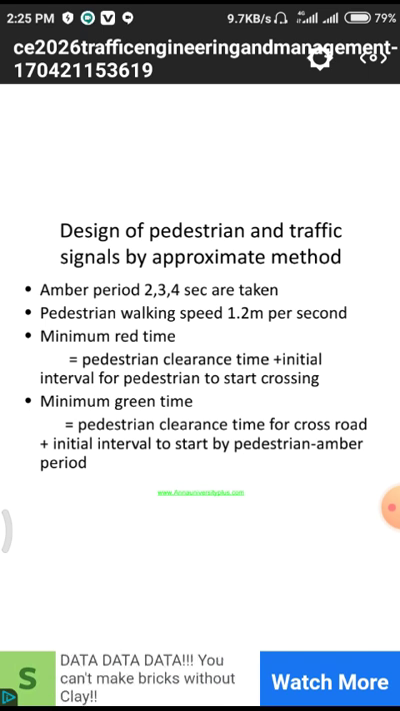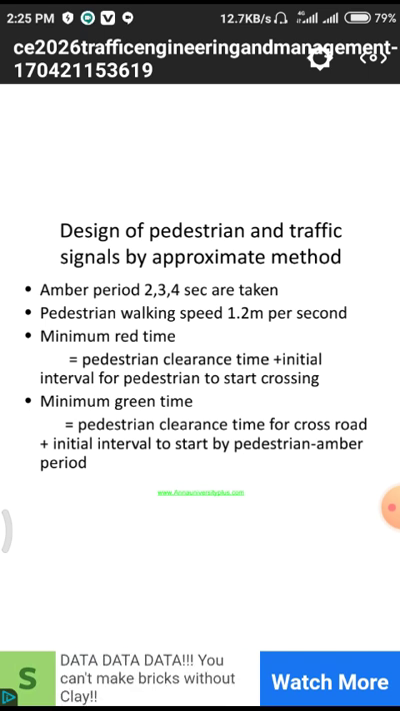Why? Because green is equal to this yellow plus, that means red equal to green plus yellow. So that red is directly proportional to this green time. So pedestrian clearance also same in this particular green time plus initial interval to start pedestrian minus amber period. Okay, this is the major difference between the red time and green time.